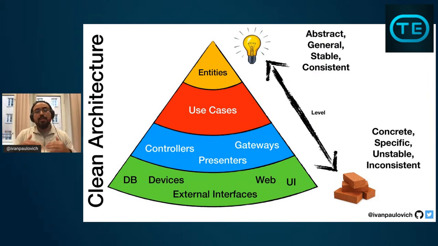On the other hand, the more abstract, the more stable it becomes because it has fewer dependencies than the controllers. Okay, your controllers might depend on a few use cases. Your presenters give the behavior that your use case expects from the user interface, and the gateways and so on until you reach the entities that should be totally independent, very abstract, and also very consistent.